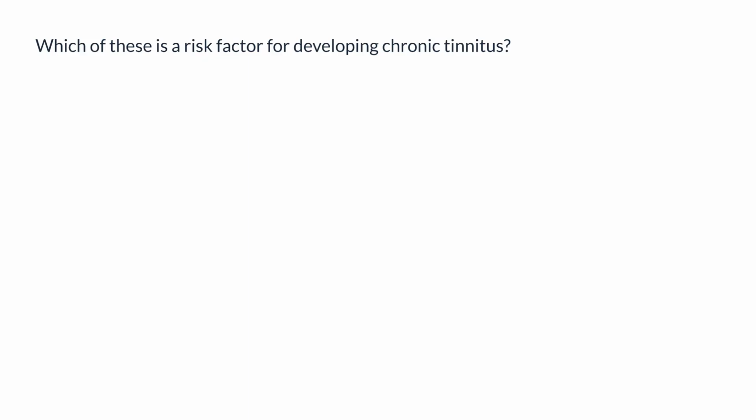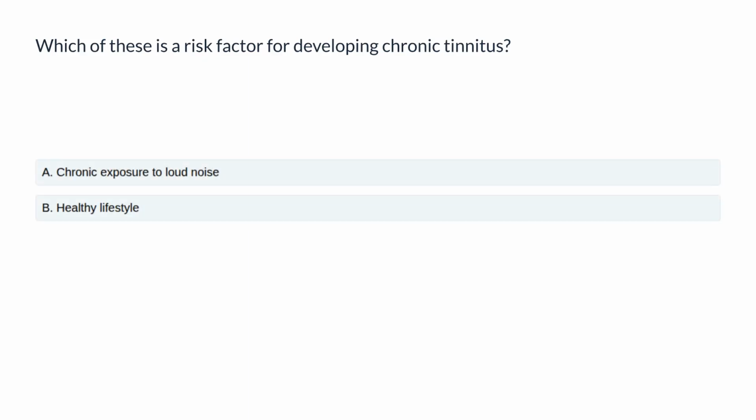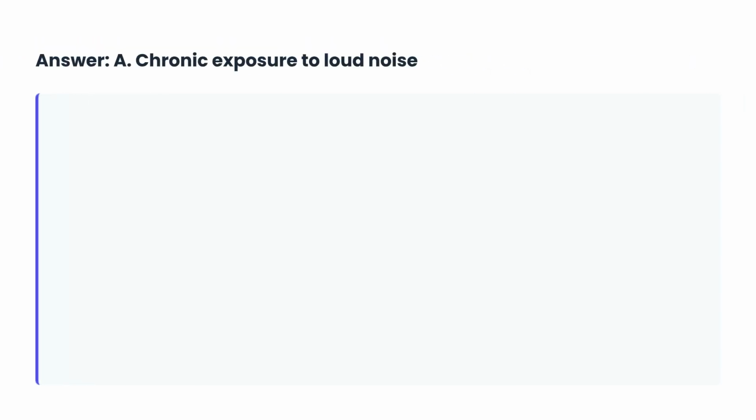Which of these is a risk factor for developing chronic tinnitus? A. Chronic exposure to loud noise, B. regular dental checkups, C. wearing prescription glasses, or D. a vegetarian diet? The answer is A, chronic exposure to loud noise. Noise-induced hearing loss frequently accompanies tinnitus due to chronic damage to the cochlear hair cells.